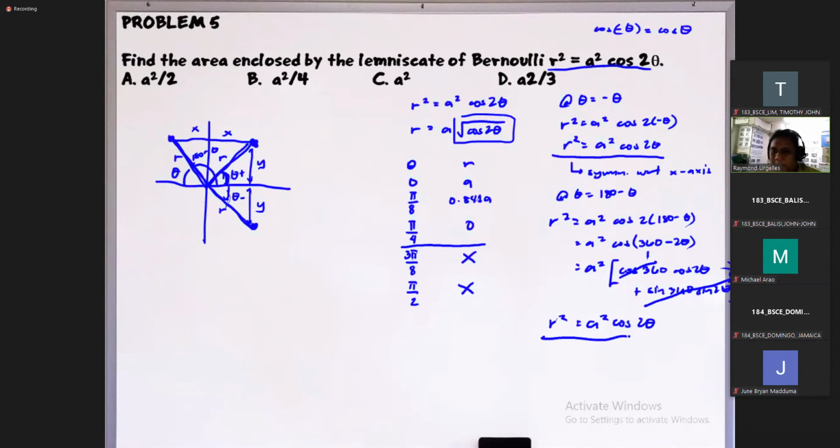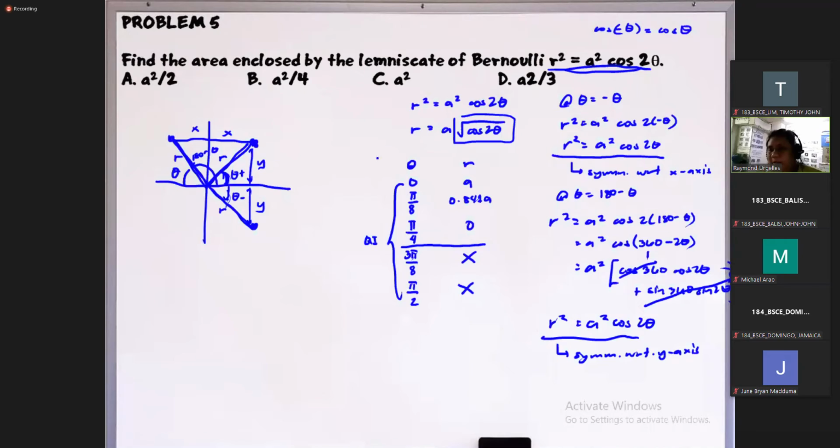Diba? So as you can see, walang pinagbago sa original equation. So therefore, this is also symmetric, diba? So with respect sa y-axis. So yun yung reason kaya hanggang 90 degrees lang kinuha ko. Ito kasi quadrant 1 to. So these are all in quadrant 1.